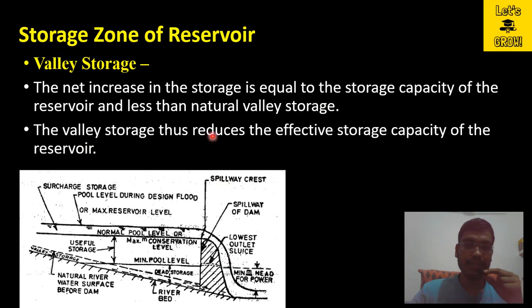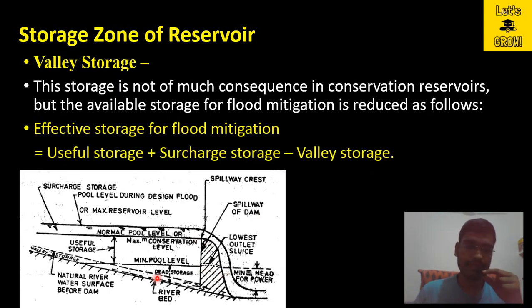The valley storage thus reduces the effective storage capacity of the reservoir. So if we look at the effective storage capacity, it will decrease, because we have to subtract the natural valley storage from the storage capacity. Now this storage is not of much consequence in conservation reservoirs, but the available storage for flood mitigation is reduced as follows. The effective storage for flood mitigation is equal to useful storage plus surcharge storage minus the valley storage.